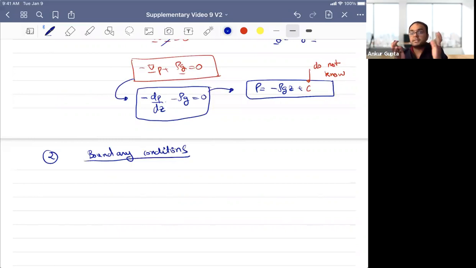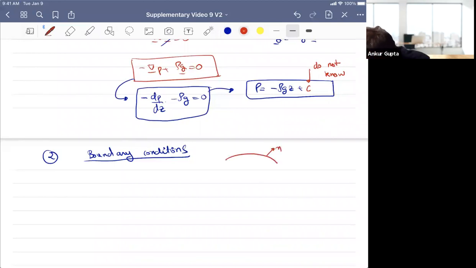The tangential stress balance doesn't matter because if you see from the notes, it's dependent on the shear stress tau, and the shear stress is zero because velocity is zero. So the only thing that matters here is the normal stress balance. So we'll focus only on normal stress balance.